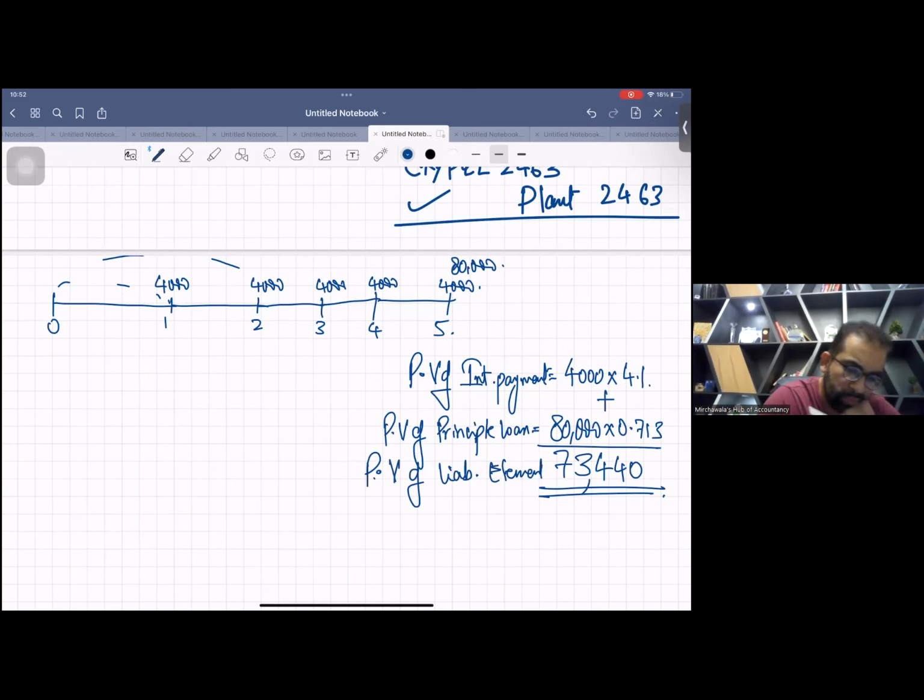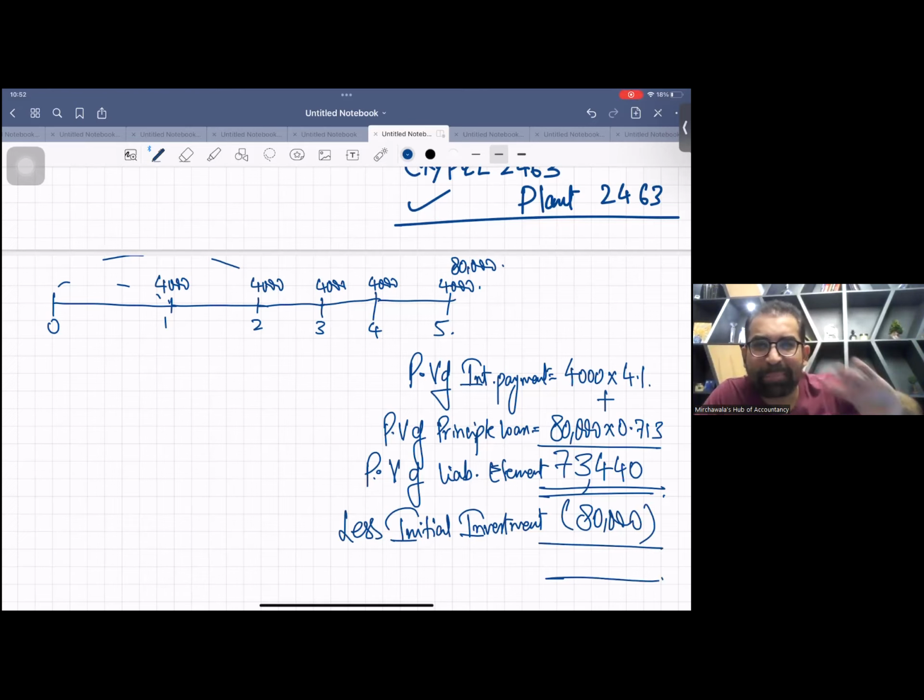Okay. Now, you remember I taught you in this way. If you calculate the present value of all future cash flows, it is 73,440. But you know how much the initial investment was? How much initial investment did the investors make? They paid us 80 million. If you treat this transaction as a pure loan, they are just getting 73,440 in terms of present value. So the NPV is negative. This is a loss deal, but still they are happy.